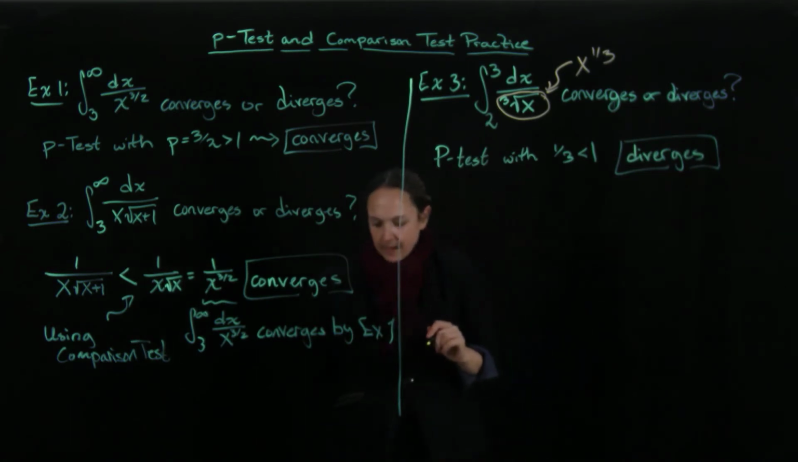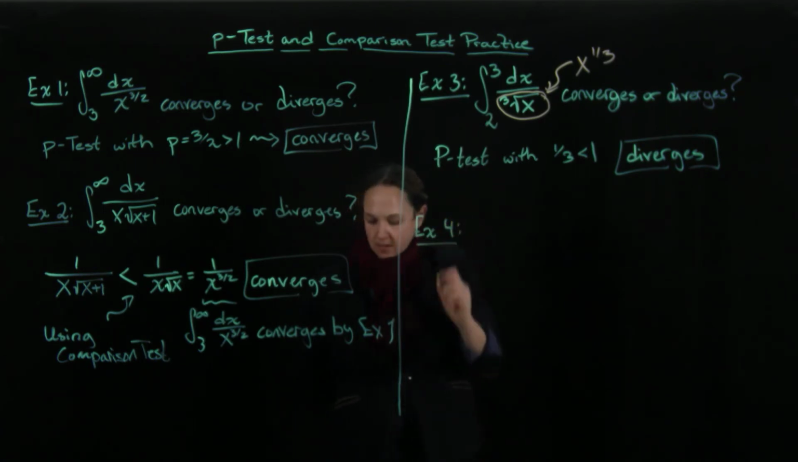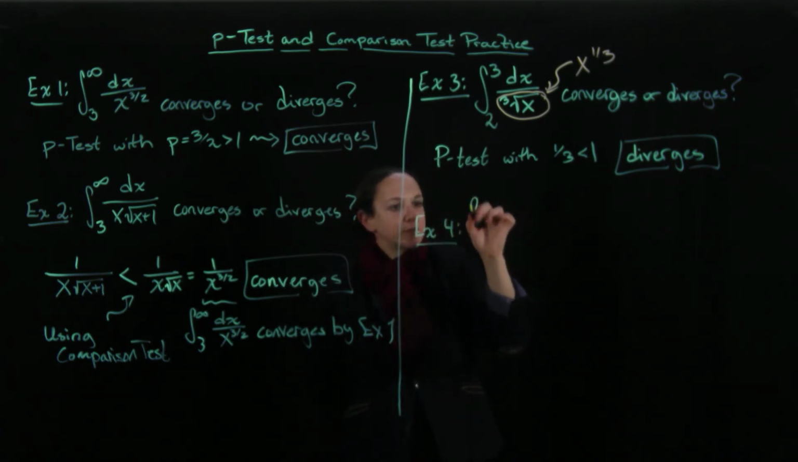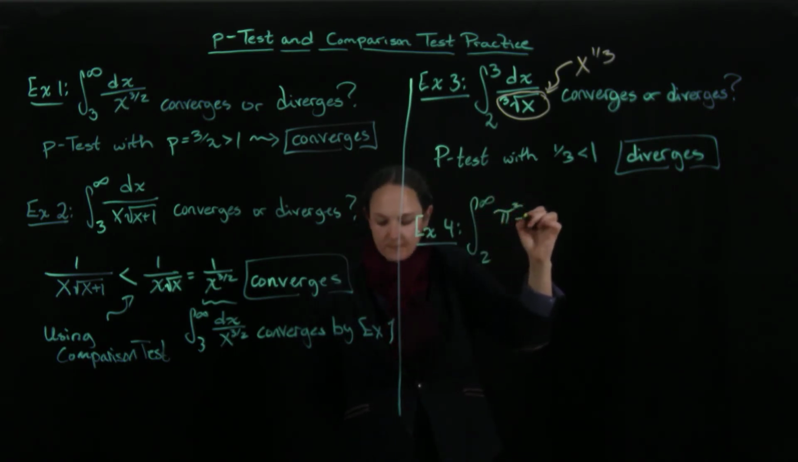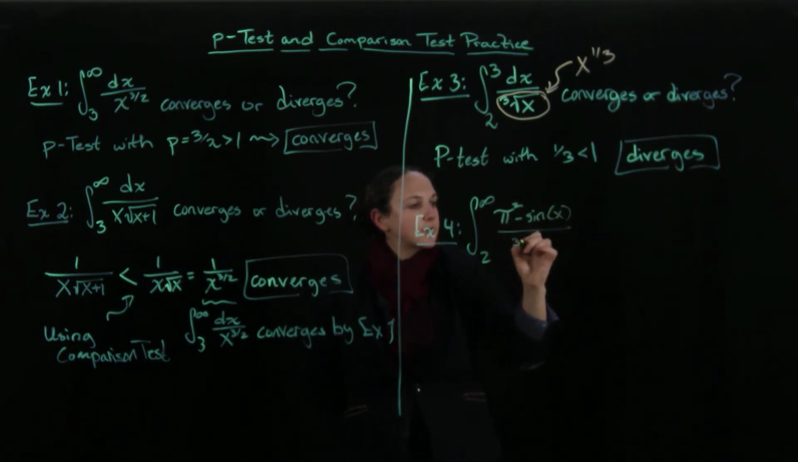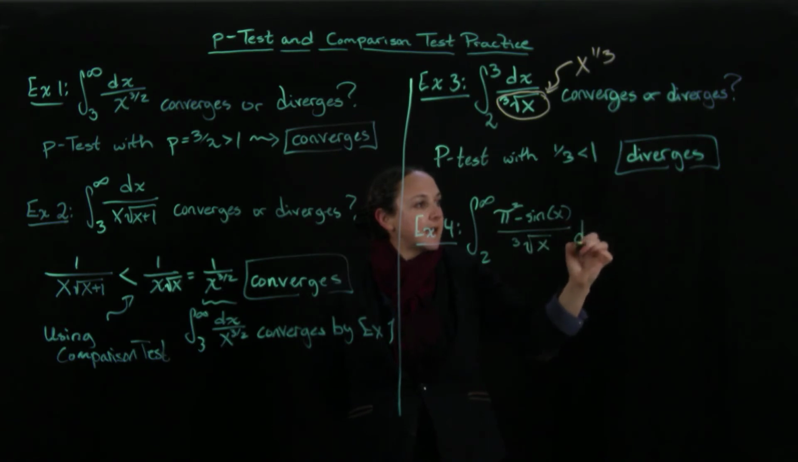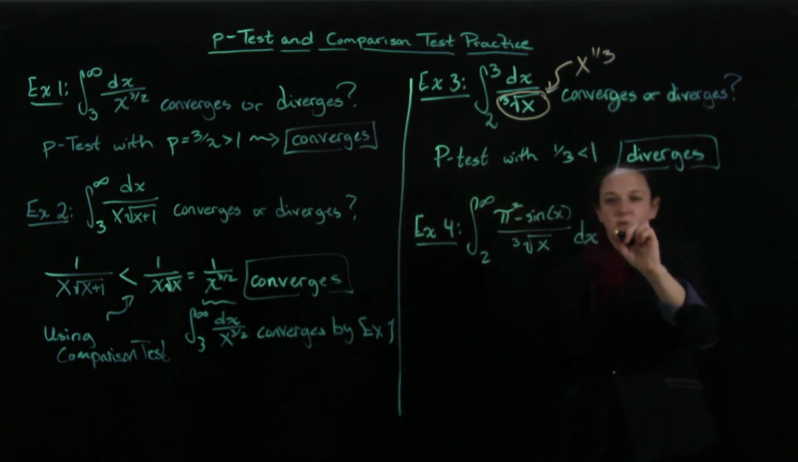Then we're going to go through one more, example 4. Now I want to take the integral from 2 to infinity of pi squared minus sine of x over the cube root of x dx. We want to know again whether this converges or diverges.